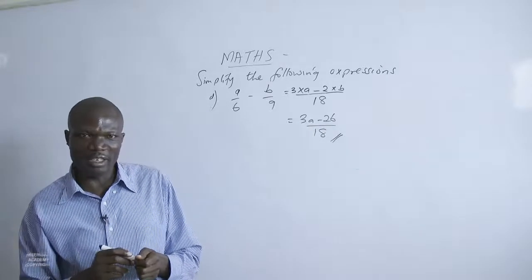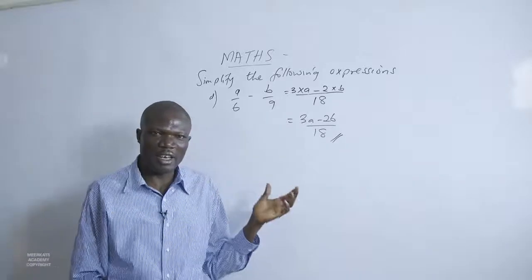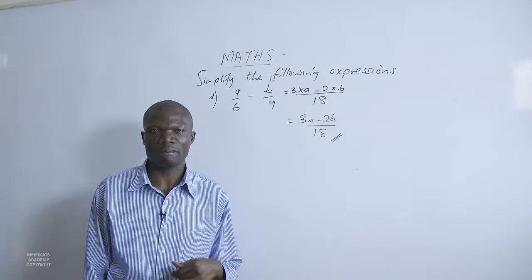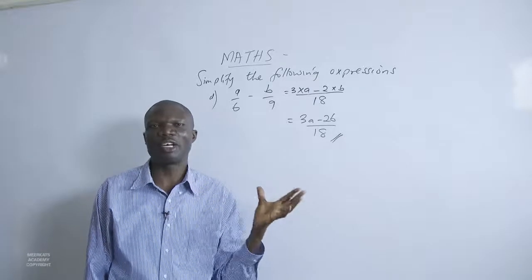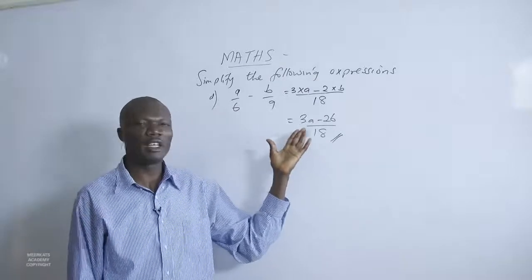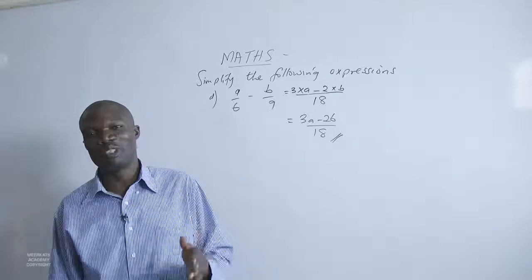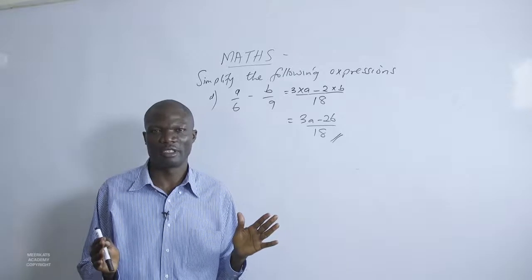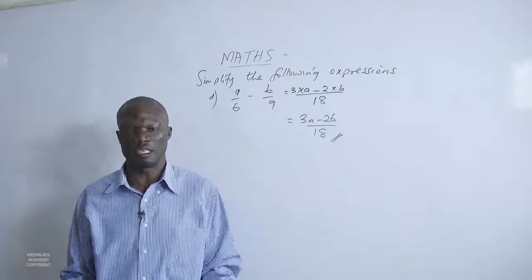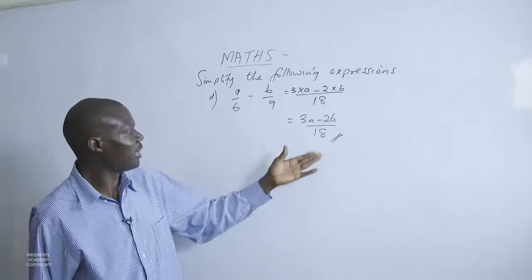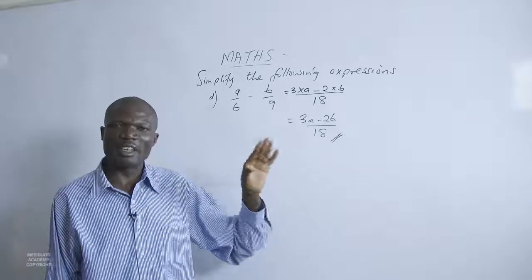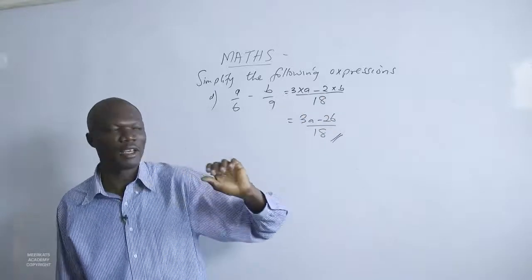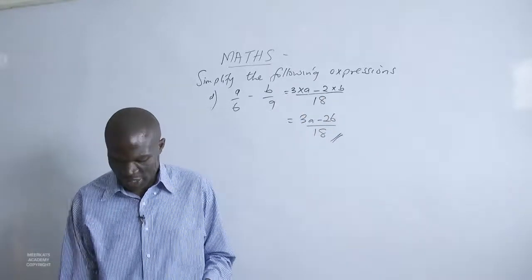Now, look at it closely and see: is there any further step we can make? You realize that there is no further step we can make, because 3a and 2b are unlike terms. The denominator remains. So we conclude and say this is our answer. This is our algebraic fraction, where we have an expression forming our numerator and the denominator as 18.